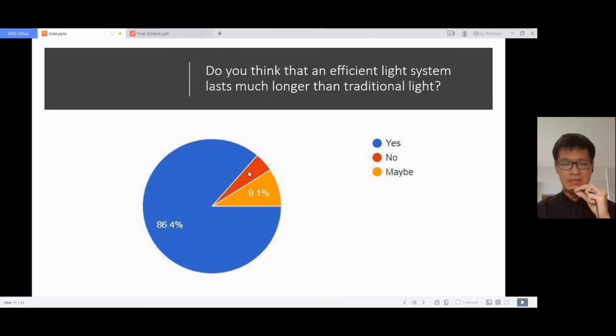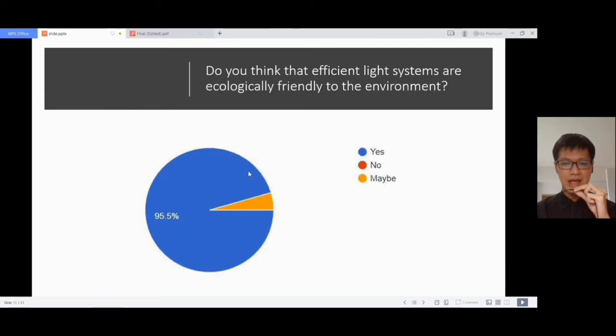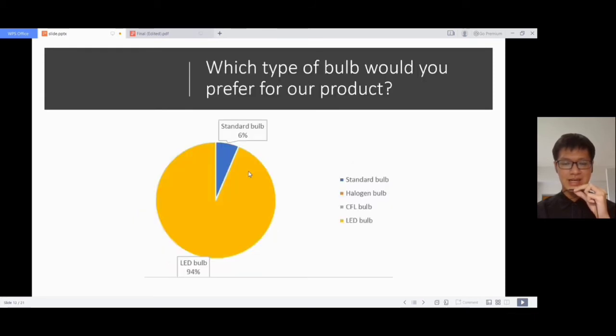Next, we also asked some common questions, such as, can our efficient light sense system last longer than the traditional light? Most of them say yes. And can our product be environmentally friendly? Most of them say yes. And what is the type of bulb that they prefer for our product?